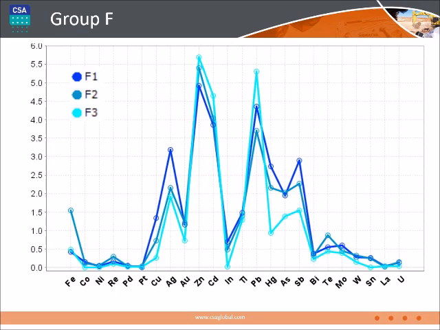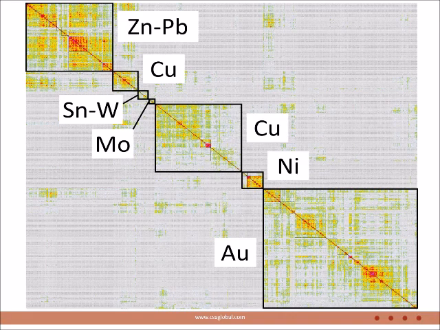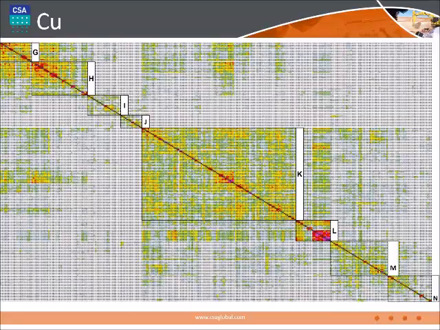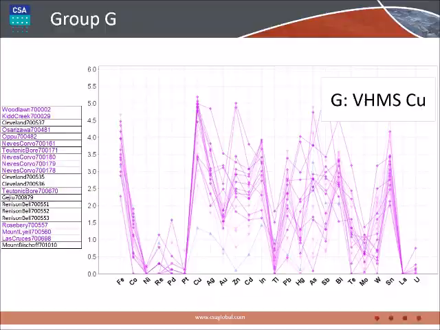We can look at copper. So now we've got a different set of the diagram. We can start with population G, and we're dealing with mostly VHMS, but there's also Renison, Bell, and other tin deposits. So we're getting some quite high tin enrichments in here as well.